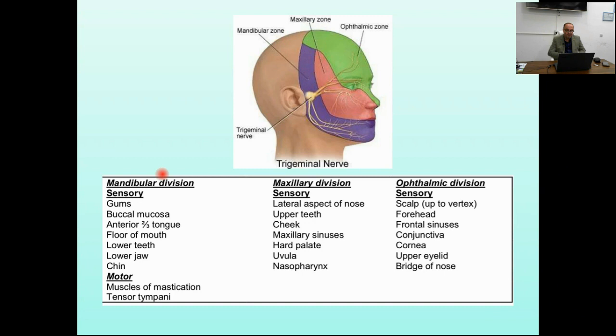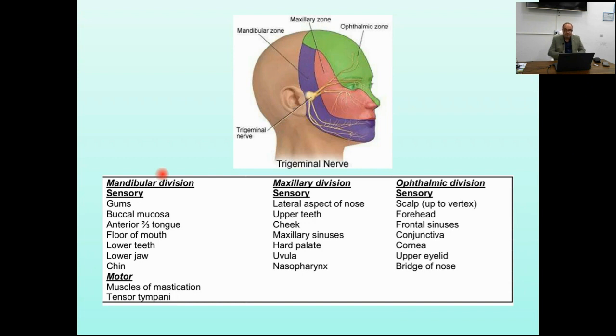mouth, lower teeth, lower jaw, and chin, and the motor, the muscles of mastication and the tensor tympani. The maxillary division, the sensory innervation to the lateral aspect of the nose, upper teeth, the cheek, maxillary sinuses, hard palate, uvula, and the nasopharynx.